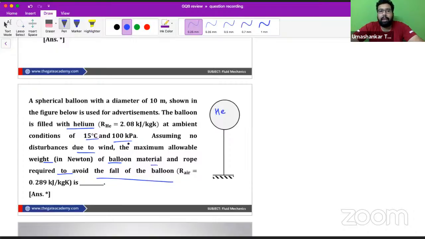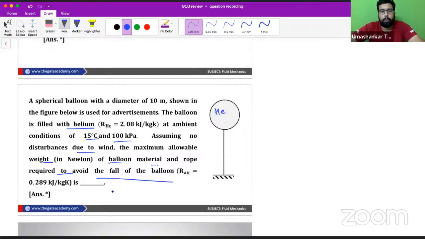Basically, we have a spherical balloon whose diameter is given. The balloon is filled with helium. Ambient temperature and pressure are given. We have to find the weight of the balloon material and the rope required to avoid the fall of this balloon.